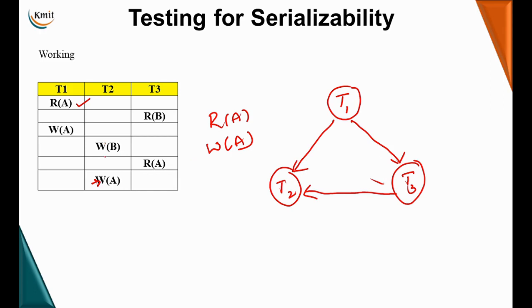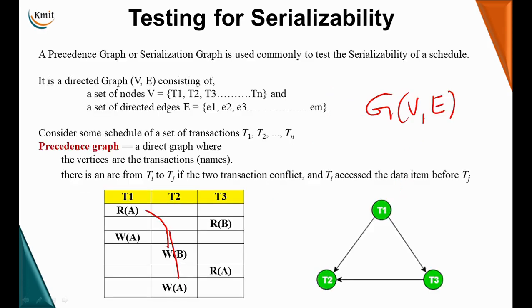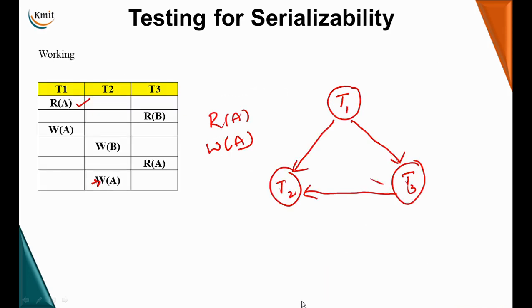Next, I have got write of B. There is no action on B here. I have got read of A. T3 to T2, already there is an edge. Then write of A. This is the last action. So this is your precedence graph. Okay, drawing the precedence graph is clear to us. We see a similar graph here: T1 to T2, T1 to T3 and T3 to T2 are the edges.